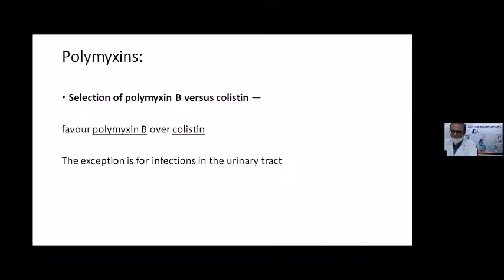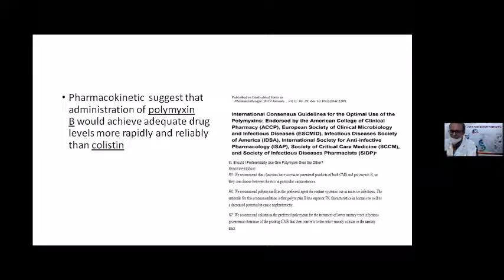Polymyxins are there. As I've discussed, it is said that polymyxin B is preferred over colistin because of multiple advantages, as approved by various bodies like the American College of Clinical Pharmacy, even the European guidelines and IDSA guidelines. All are saying that, as you can see, recommendation 5, recommendation 6, recommendation 7. Please look at recommendation 6 and 7. Recommendation 6 says that polymyxin B has to be preferred over colistin because it is easy to maintain the therapeutic level, because we know that colistin is a pro-drug and it takes at least 6 hours for colistin methanesulfonate to become colistin.